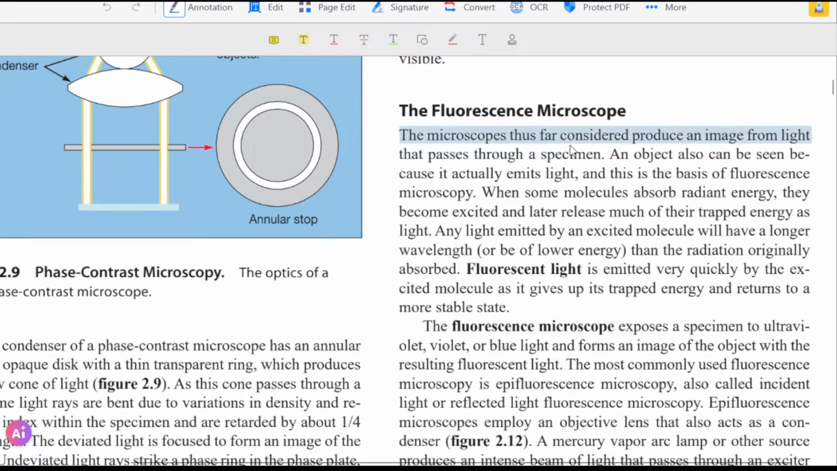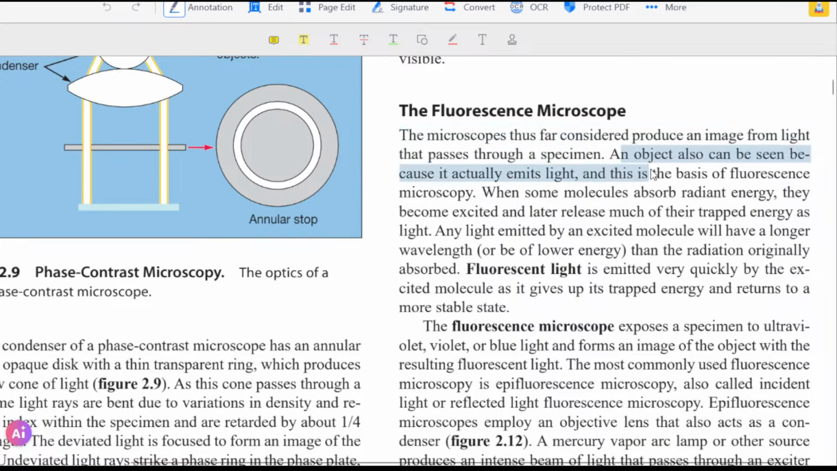The microscopes that we studied till now produce an image from the light that passes through the specimen, right? This is how it happens normally. The light passes through the specimen and then it is collected, or you can say changed by the lenses, and combined or whatever is done. Then we see it.